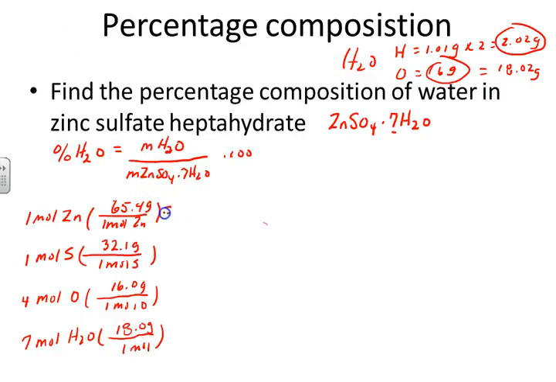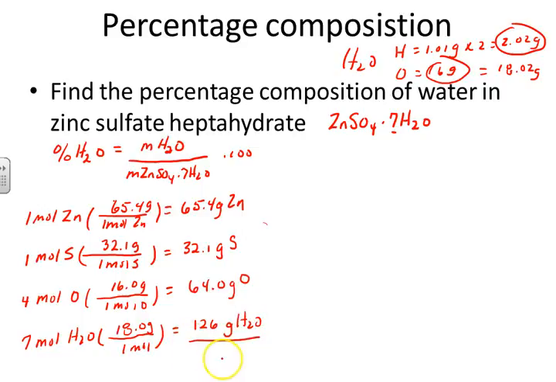Alright, so that gives us 65.4 grams of zinc, 32.1 grams of sulfur, 16 times 4 will be 64 grams of oxygen, and 18 times 7 will be 126 grams of water. Add this all together, you get 287.5 grams.